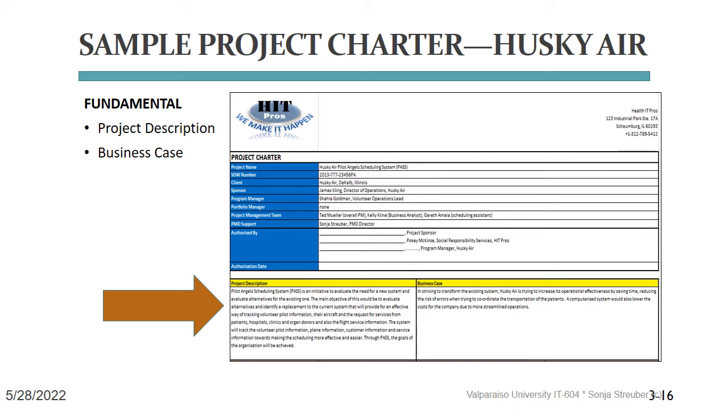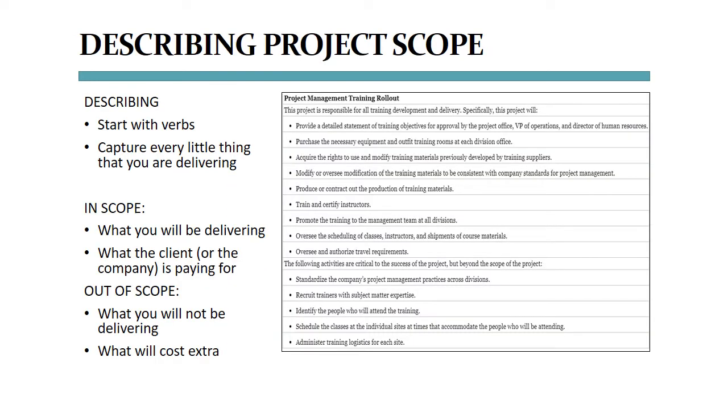Below the authorization line, including the signatures and the date, are the project description, that is a short description of what the project is going to do, and then right next to it, the business case, typically in 1 or 2 sentences, sometimes 3, in order to remind us why the project was selected in the first place and what the basic value proposition is of this project for the organization.